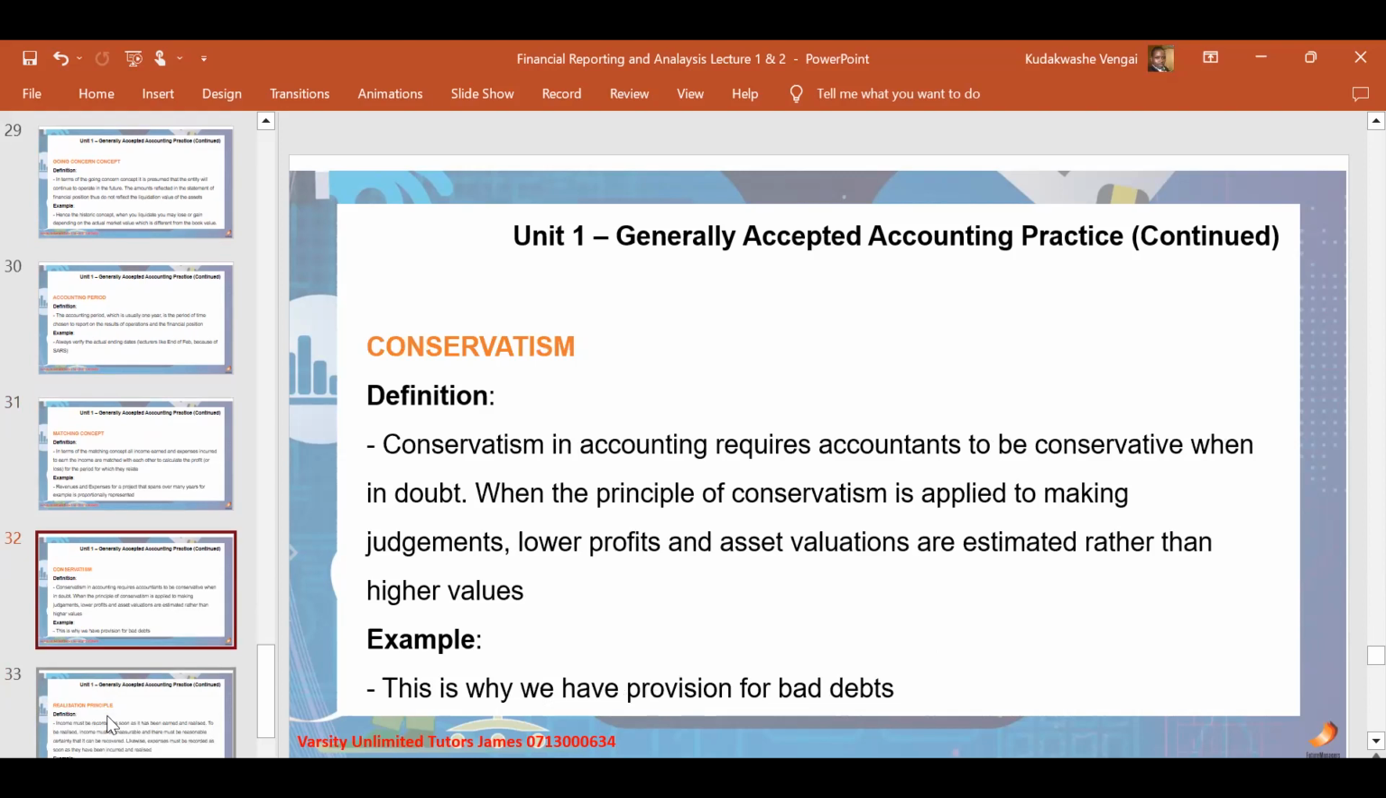Then conservatism. This one is where we say that you should not overestimate your profit as a business. You have to be conservative, or do not underestimate your losses as a business. So when I say underestimate your losses, I want to give you an example. Let's say that Jabulani owes me money, 500,000 rand. Jabulani owes me 500,000 rand.